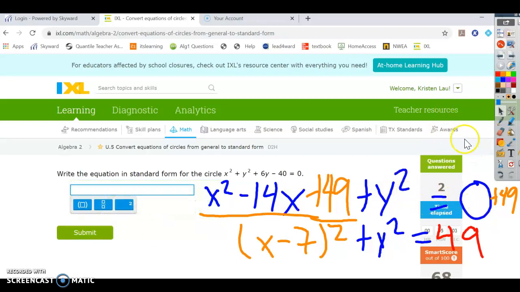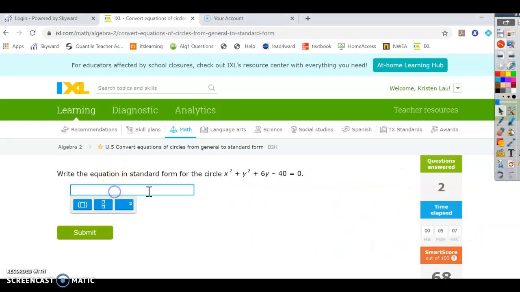Okay. So same thing for this one as we did for the first example that I did. So if you have any more questions, let me know. Thanks.